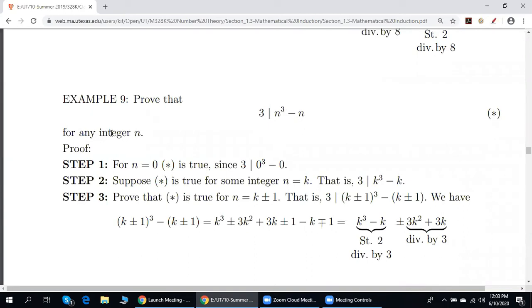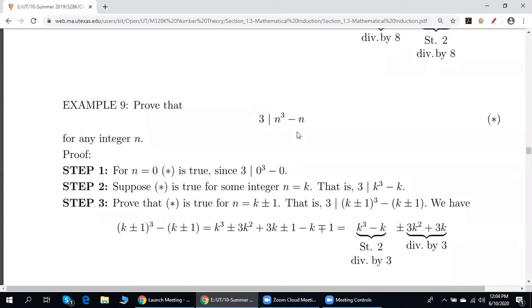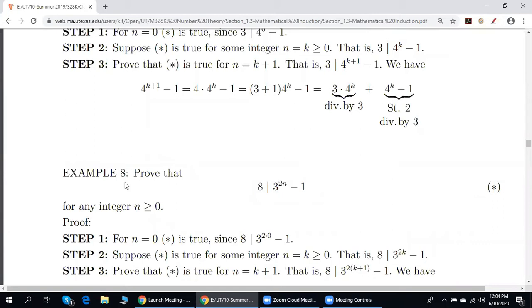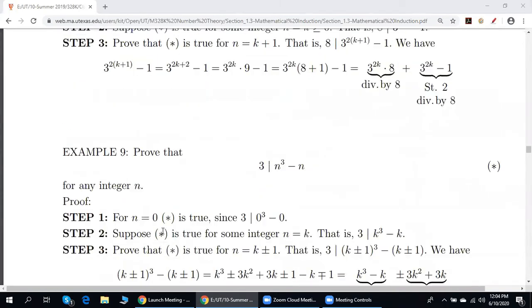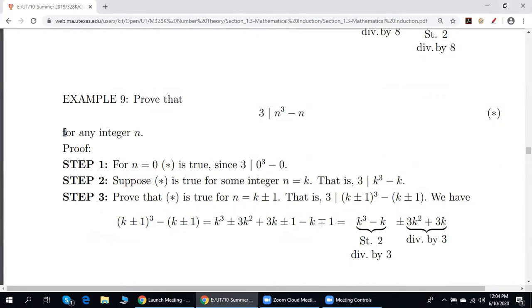So what do we do? Think about the following. In step 1, let us show that this is true for some value of n of our choice. Compare with, say, example 8. In example 8, we do not have any choice. In step 1, we have to prove it for n is equal to 0. Over here, since we have to prove it for any integer n, we can put instead of 0 basically any number. But the easiest case is when n is equal to 0. Obviously, 3 divides 0 cubed minus 0.